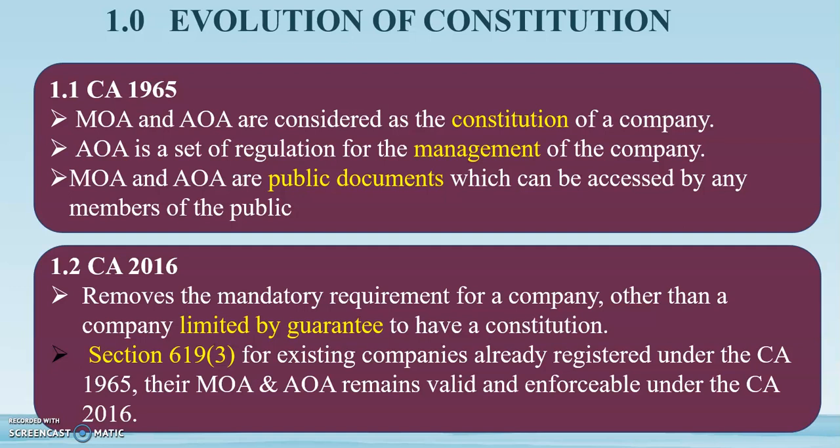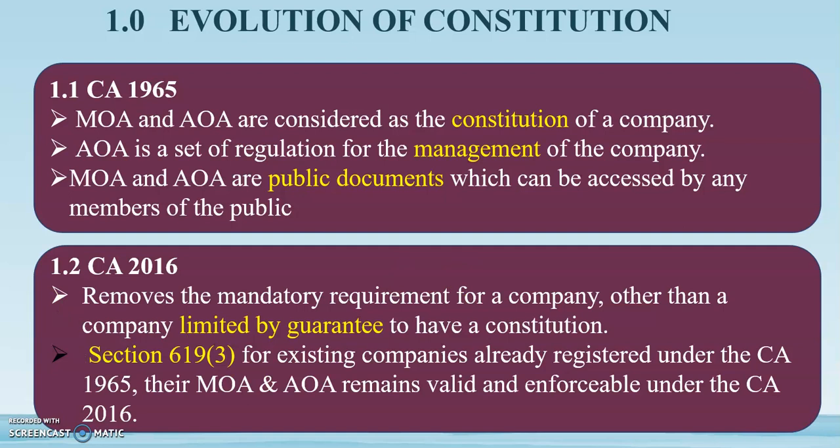The other one, AOA, is a set of regulations for the management. It governs day to day, and it also looks into what the member can do, what the director can do, what are the provisions or procedures on transfer of shares, on transmission, everything, on dividend. So basically, it's more of internal regulation. So previously, under the Companies Act 1965, MOA and AOA are the constitution of a company. MOA and AOA are public documents. Okay, the public can actually access them. You have to go through an official search at the CCM, and then you're going to get a copy of the public document. So these are the basic things that you need to know under the 1965 Act.